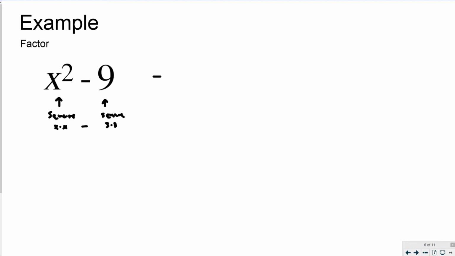So I can factor it into x plus 3 times x minus 3. Because I can see an x here, a 3 here, an x and a 3, that's where the x and the 3's come from in my parentheses. And we have factored form right here.